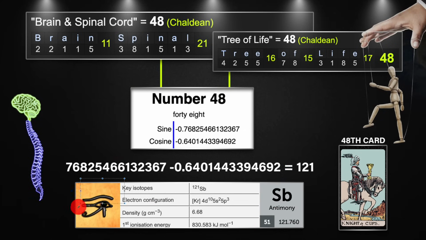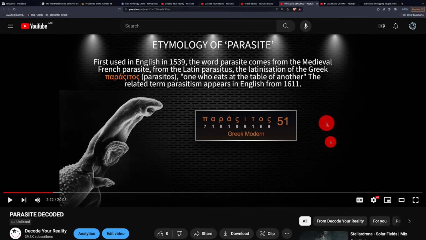This means not alone. This is the all-seeing eye in your brain. And it correlates through the sine and cosine waves of the 121, which correlates to the number 48, which correlates to the brain and spinal cord, which correlates to the tree of life. So just how much control do we have?